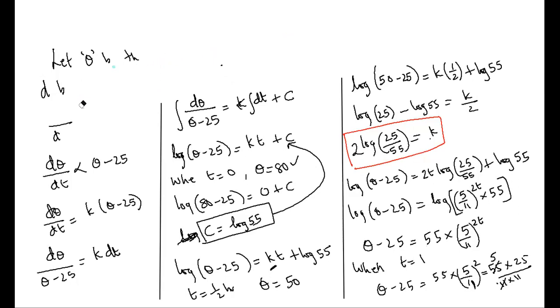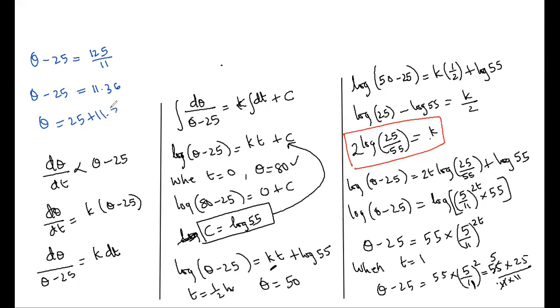I'm removing this from this point. So I'll write in a different color. So theta minus 25 is 125 upon 11. So theta minus 25 is 11 point, so 121, so 40 is 33, 7 means around 6. So theta is 25 plus 11.36. That gives you 36.36 degrees Celsius. So this is my final answer.